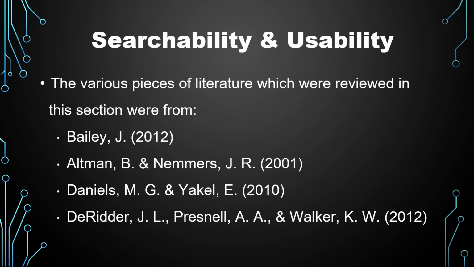In the Searchability and Usability section of the literature review, we will cover 4 different pieces of literature. The first being Usability and Analytics in Libraries, Archives, and Museums by Jefferson Bailey. Then the Usability of Online Archival Resources, the Polaris Project Finding Aid by Bert Altman and John Nemmers. We will then discuss Seek and You May Find: Successful Search in Online Finding Aid Systems by Morgan Daniels and Elizabeth Yakel. And finally, Leveraging Encoded Archival Description for Access to Digital Content, a Cost and Usability Analysis by Jody DeRidder, Amanda Presnell, and Kevin Walker.